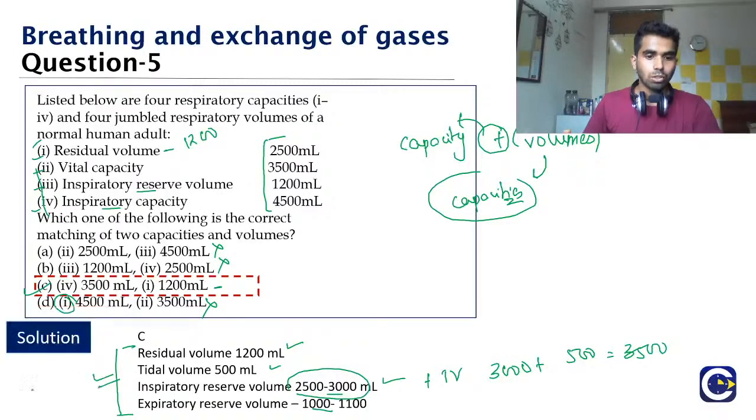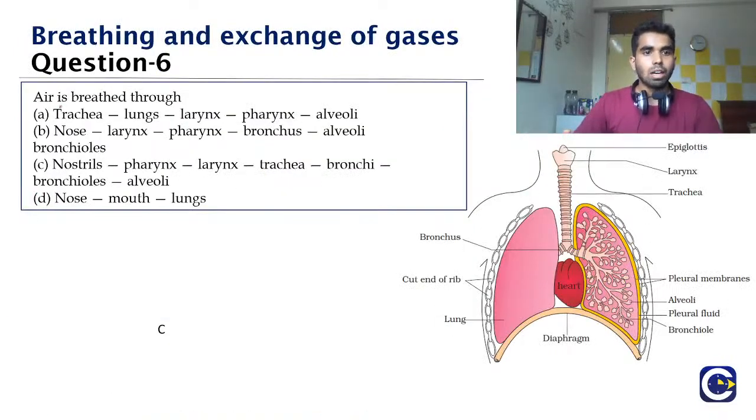Okay, now moving on to question number 6. Air is breathed out through. In this we are asking the passage of the air from the lungs into the nose, or from the nose into the lungs. Both are the same thing. Option A, it is trachea to lungs, then larynx, then pharynx, then alveoli. Option B, nose to larynx to pharynx to bronchus to alveoli and then to bronchioles. Option C, nostril, pharynx, larynx, trachea, bronchi, bronchioles, alveoli. Option D is nose, mouth and lungs.